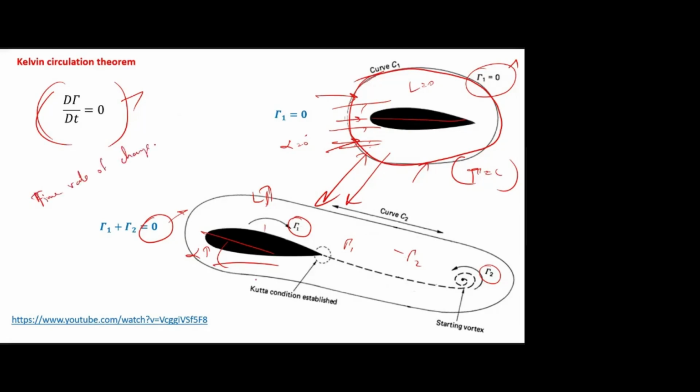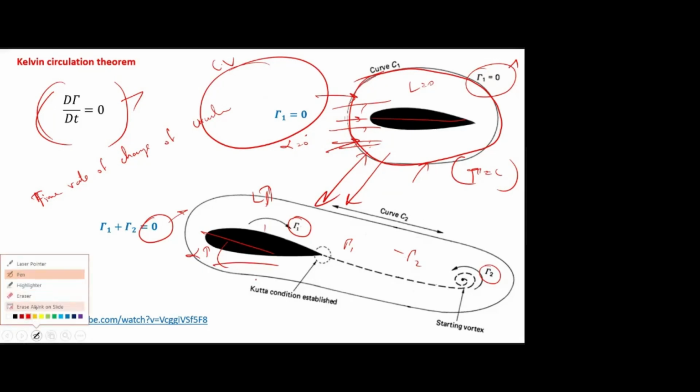Sir, fixed fluid region means like in between two fixed streamlines? No, whatever control volume I have taken, that is fixed. So fluid region here means the control volume.